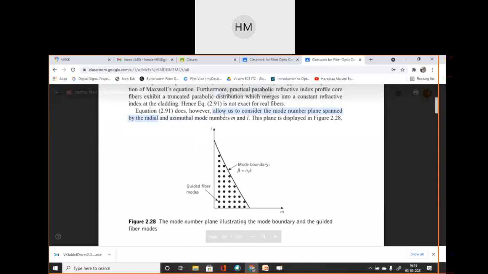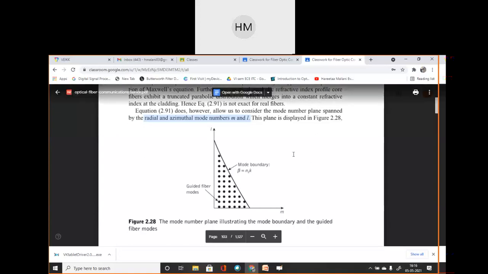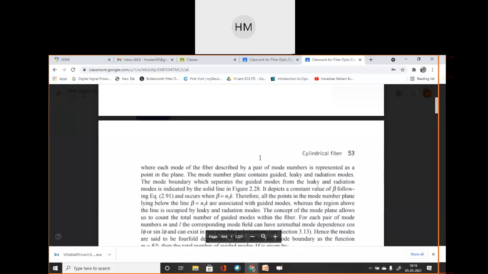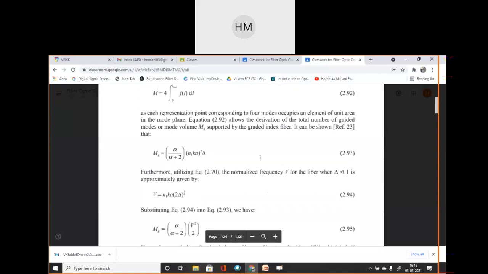Here it's written. And this plane is displayed over here. How many modes can propagate through graded index fiber? Okay. Done. Okay. So now you have to write two formulas over here.